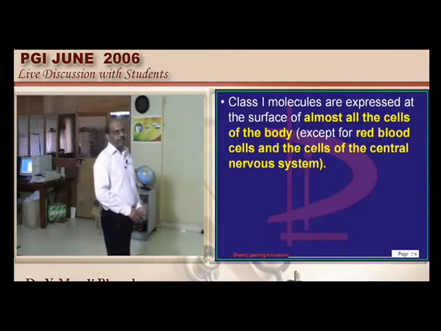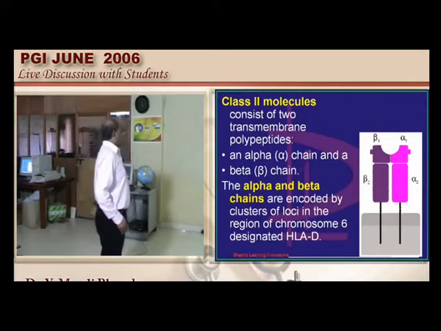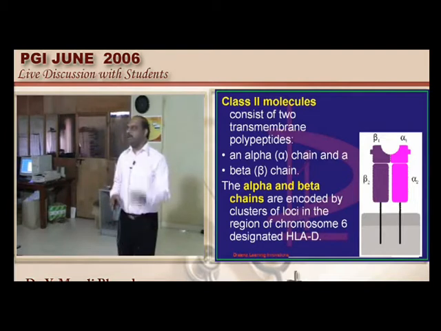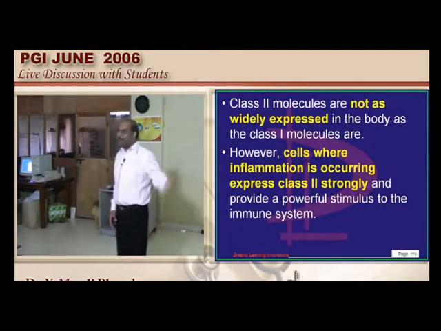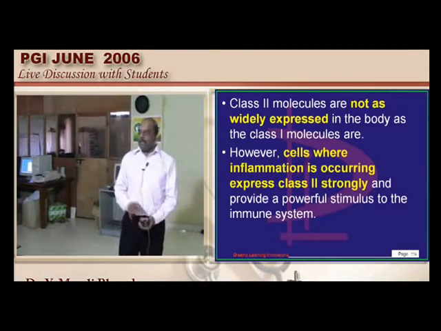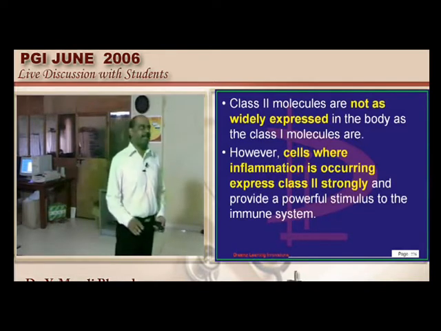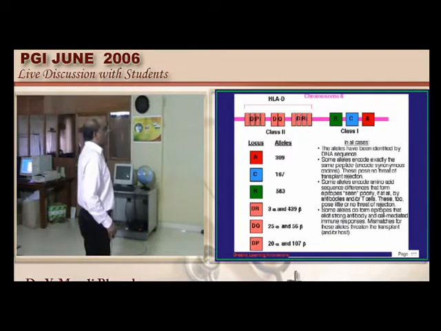questions in the exam. Class 2 molecules basically contain 2 chains, alpha and beta chains, and whenever there is an inflammation, only at that point of time MHC2 molecules become expressed. That is what we have seen, right? What is the purpose of antigen presenting cells? They make these class 2 molecules become expressed, otherwise they are not generally expressed, only specifically expressed. So you have A, B, C on the class 1 molecules, class 2 are the HLA-D. That is what we are very clear about.